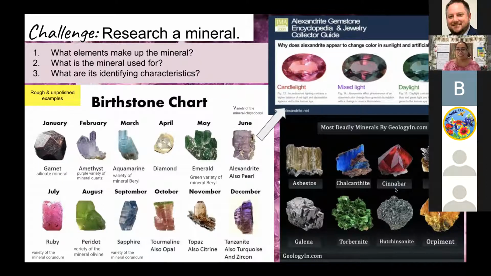And then here are some other examples of interesting minerals. These happen to be some deadly minerals. So you might want to explore and research why they are considered deadly minerals.